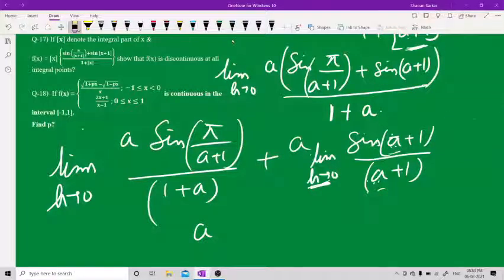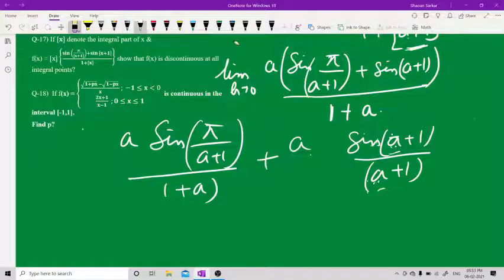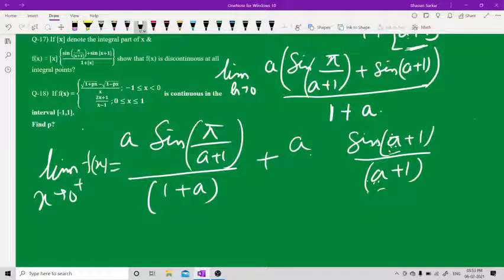So what you are left with, what is now the answer? Just remove this and you will get your answer. This is your answer. This is your right hand side. Now let us see the left hand side. This is your RHL, the limit x tending to 0 plus of f(x) is actually this. The right hand side is the whole of this.